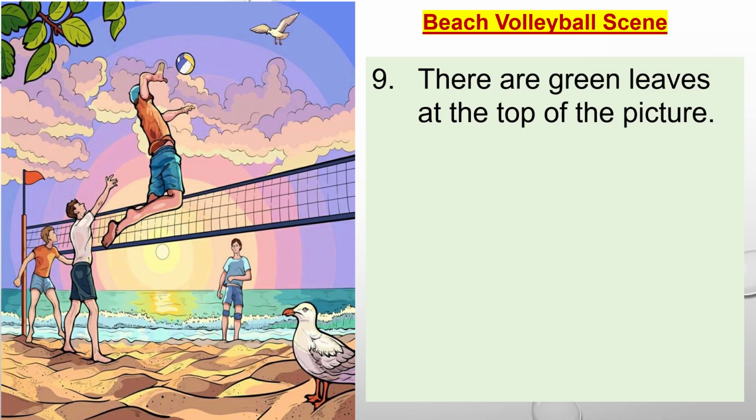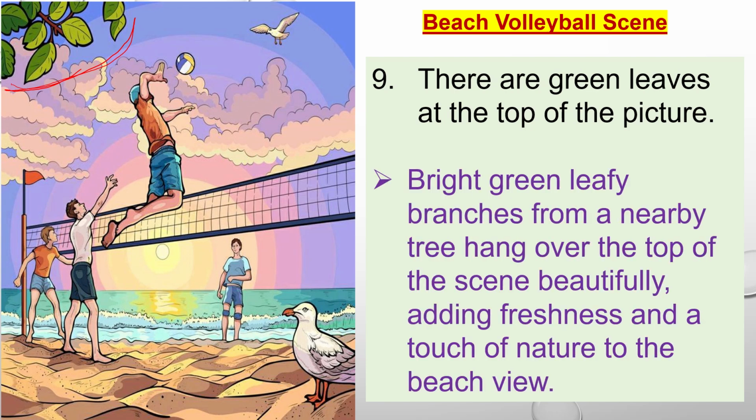Next, there are green leaves at the top of the picture. Now you can see these green leaves. So now we can tell where they are and what they add to the picture. Simple. We can write these two things. We can write these details and our sentence will convert into an awesome sentence. Bright green leafy branches. So these are the branches from a nearby tree, because there will be a tree only, hang over the top of the scene because it is on the top. Or we can write frame the top of the picture beautifully, adding freshness and a touch of nature to the beach view. Such a beautiful sentence.